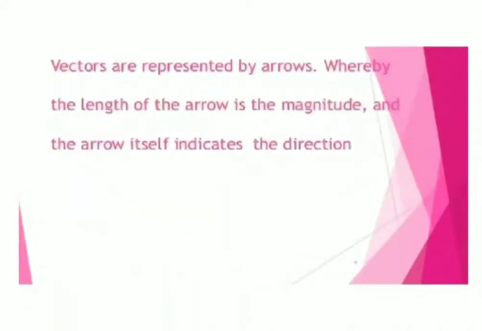Vectors are represented by arrows whereby the length of the arrow is the magnitude. The length is used for magnitude and the arrow itself indicates the direction. So we have both terms. The horizontal line is used for magnitude and the arrow is for direction. I hope this point is clear to all of you. So let's move on. Now as you can see here we have different directions, and these arrows are used to represent the different directions of a vector quantity.